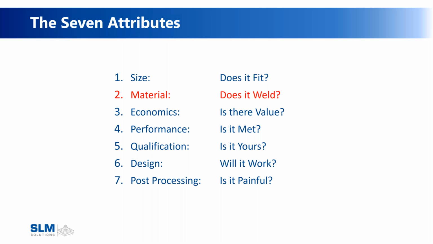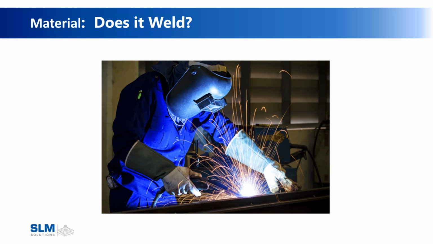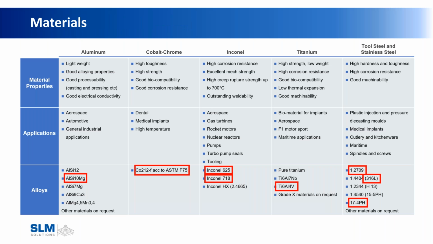Material, does it weld? Metal additive is a glorified welding process. We're using a fiber laser to weld this material, and when we're done, we have miles upon miles upon miles of weld beads stacked upon top of each other. So does the material weld? These are what we're looking at as kind of a standard list of materials that SLM provides. Our aluminum, our cobalt chromes, Inconel, titanium, and tool and stainless steel. The ones that are highlighted are the standard, very commonly used materials that are currently being used.